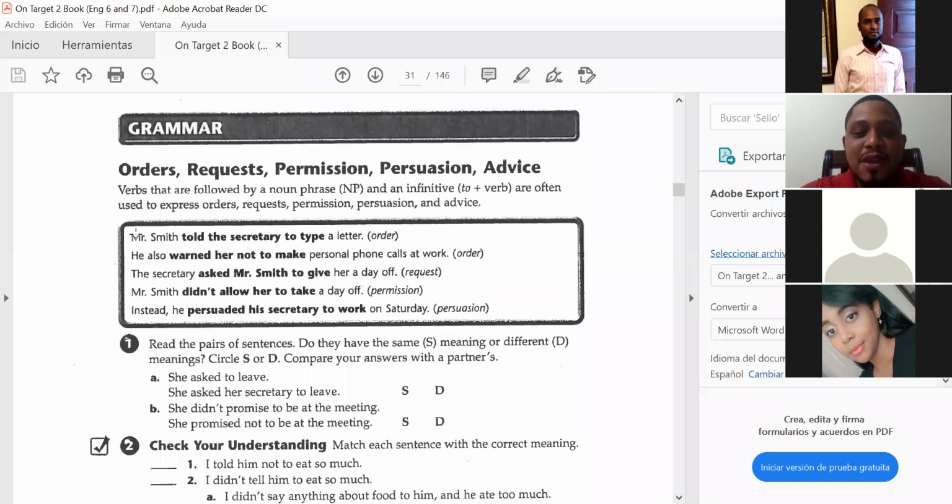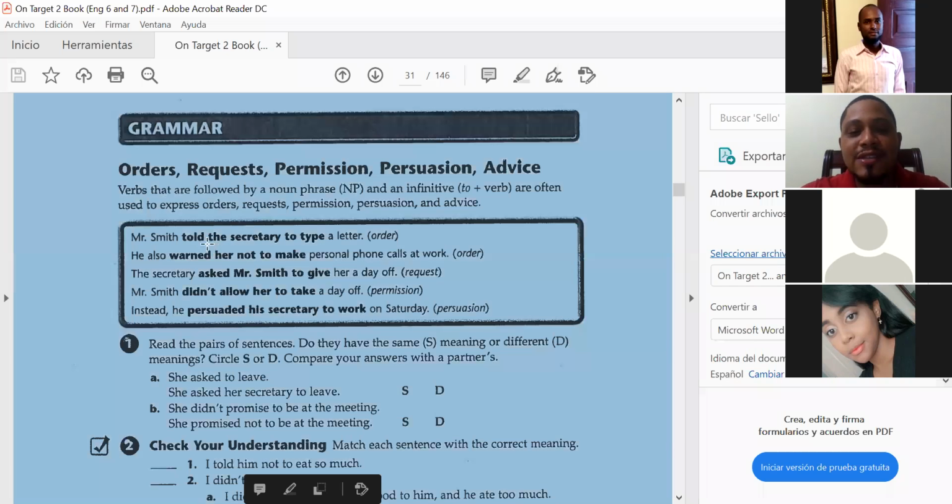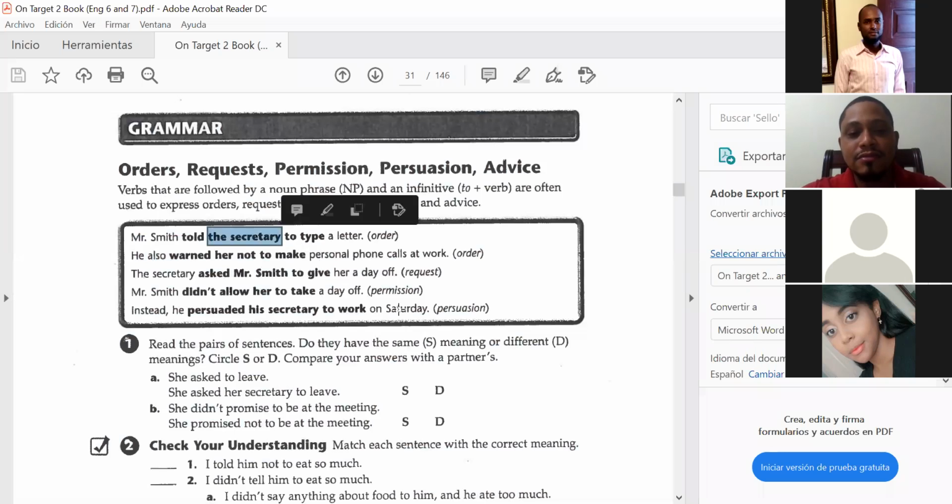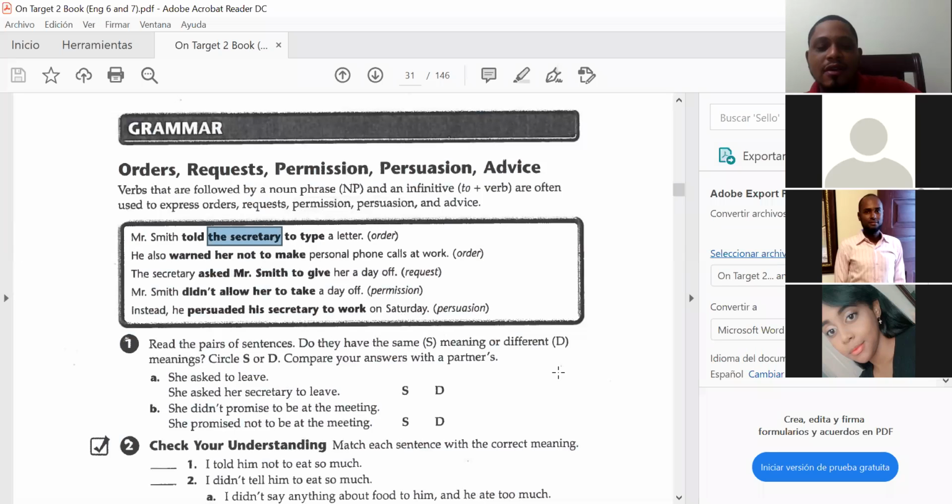Hold on, Samuel. If Mr. Smith is the subject, the person who does the action, who is the secretary then? Samuel? The receiver. The person who received the order, right? The message. Yes. The order. Very good, very good. That's right.